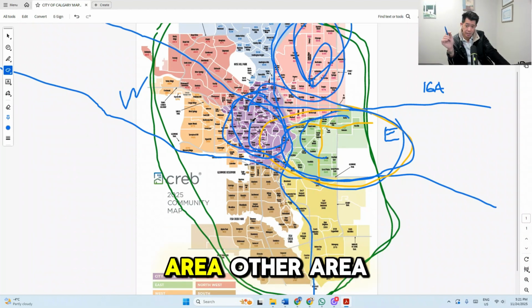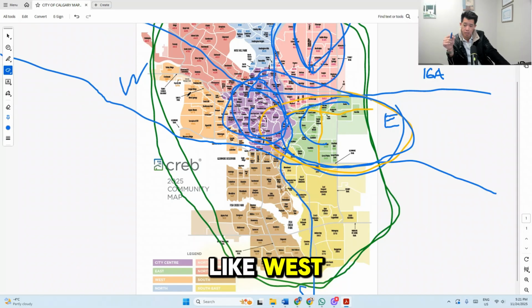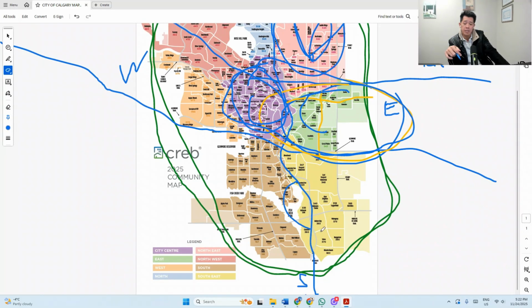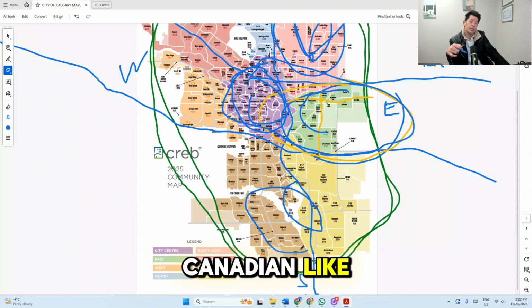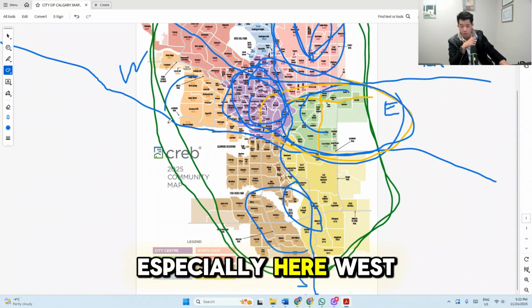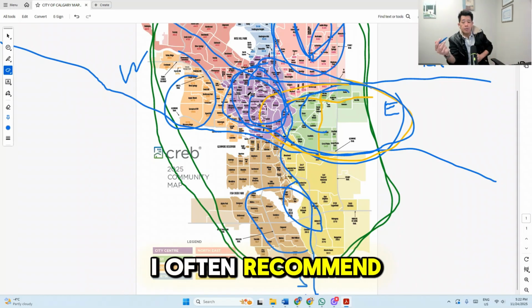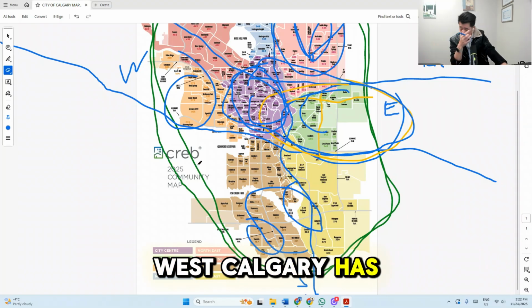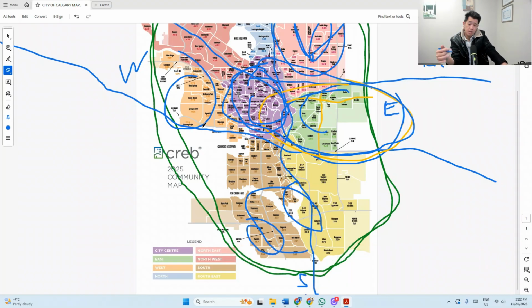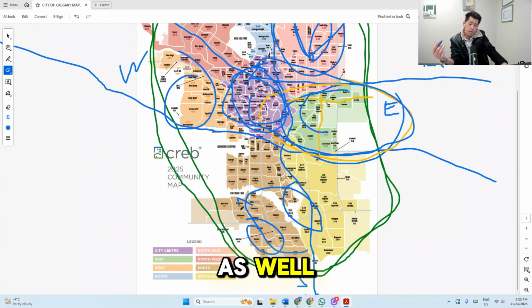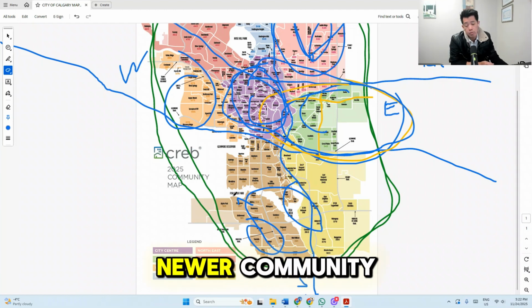And in other areas like west, northwest, or deep south or deep southeast, you'll find more Canadian-born Canadians, especially here in the west. I often recommend West Calgary or South Calgary. West Calgary normally has high income families, rich schools, and very nice homes. South Calgary is safe, family friendly as well, and has more newer communities.